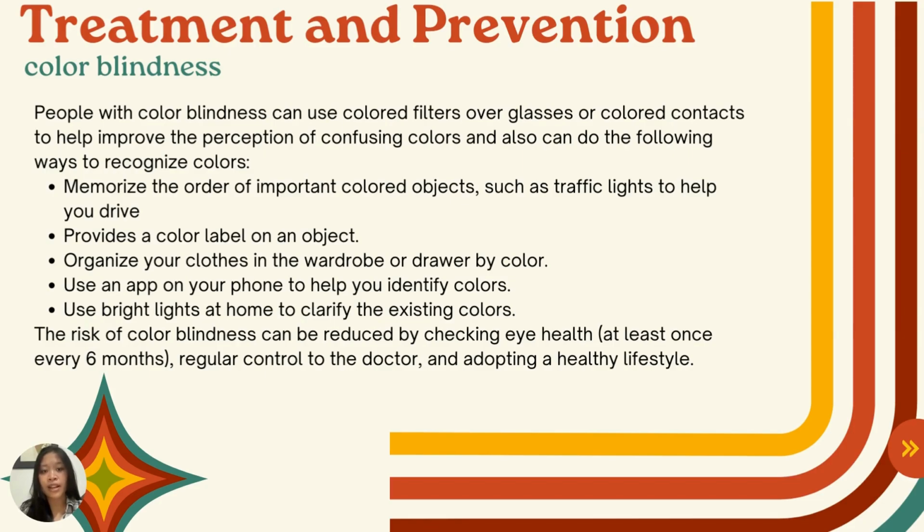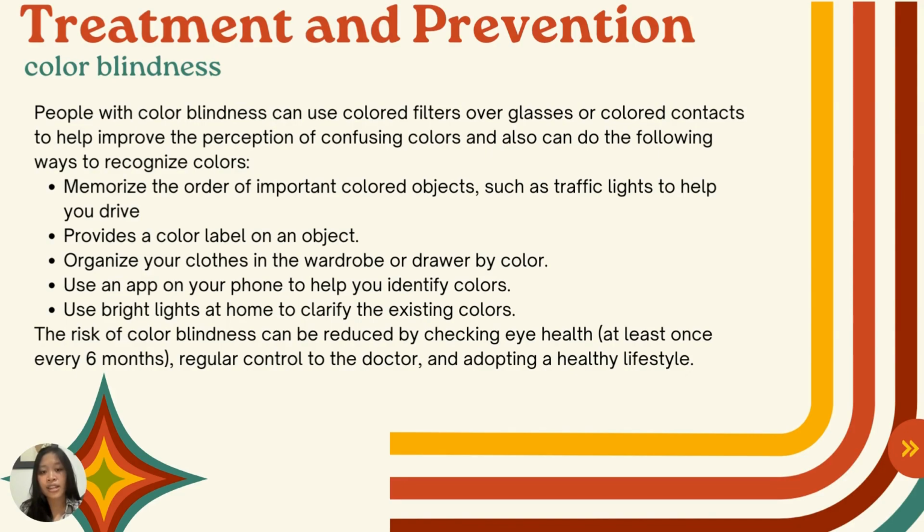However, people with color blindness can use color filters over glasses or color contacts to help improve the perception of confusing colors. People with color blindness can do the following to recognize colors. First, memorize the order of important color objects, such as traffic lights. Second, provide a color label on an object.